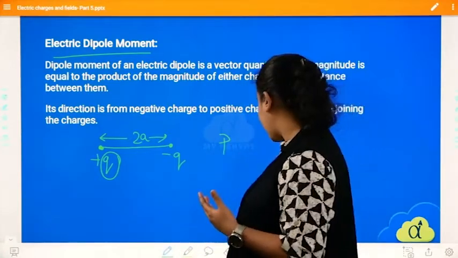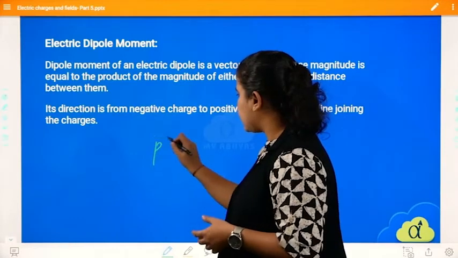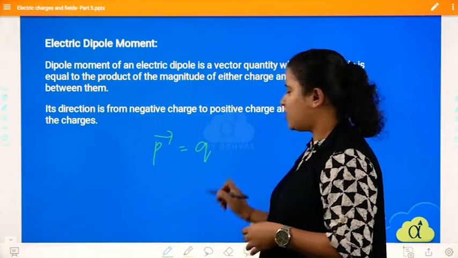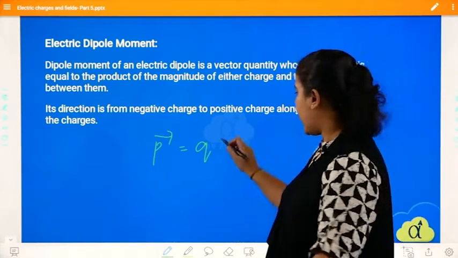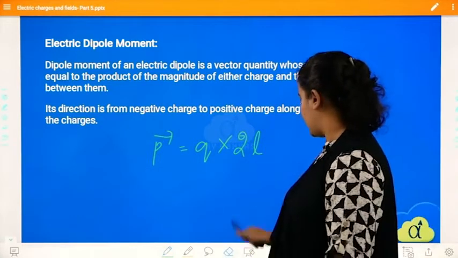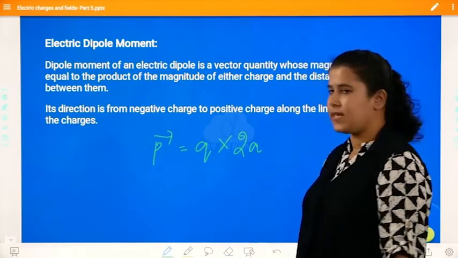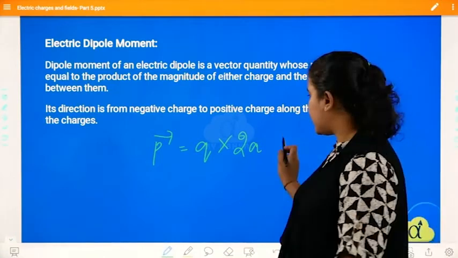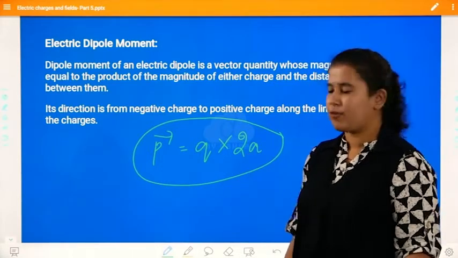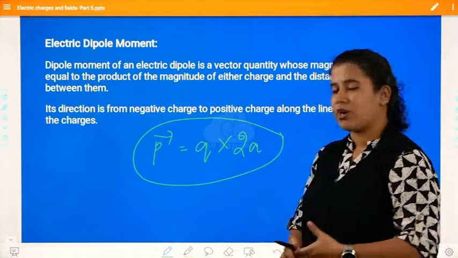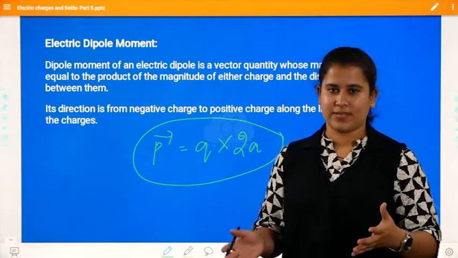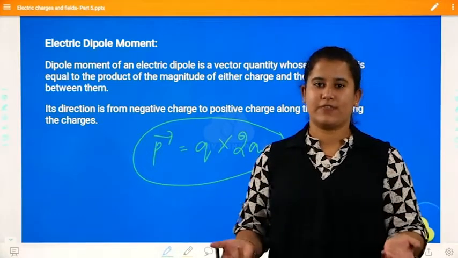Okay. So how can I write it mathematically? P vector is equal to Q, which is the magnitude of the charge, into 2L or 2A, whichever you use. Till now I have used A, so I will be using 2A. So this is what we call the electric dipole moment. It is the product of the magnitude of the charge and the dipole length. In simple words, if you remember the equation, you will remember the definition.